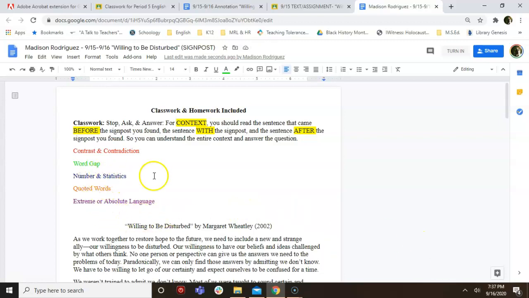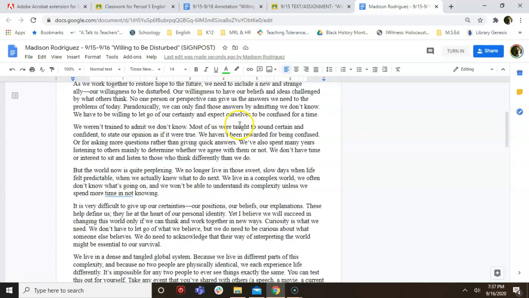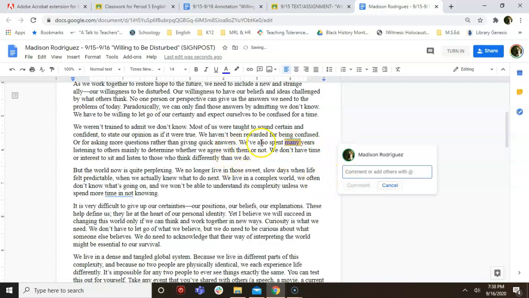And I want to do the same thing for number and statistics. Remember that number and statistics can also be an amount. So I'm like, oh, look, most or many. So I want to do that. Many years. Many will be in blue. Add a comment. We haven't been rewarded for being confused or for asking more questions rather than giving quick answers. We've also spent many years listening to others, mainly to determine whether we agree with them or not. We don't have time or interest to sit and listen to those who think differently than we do.